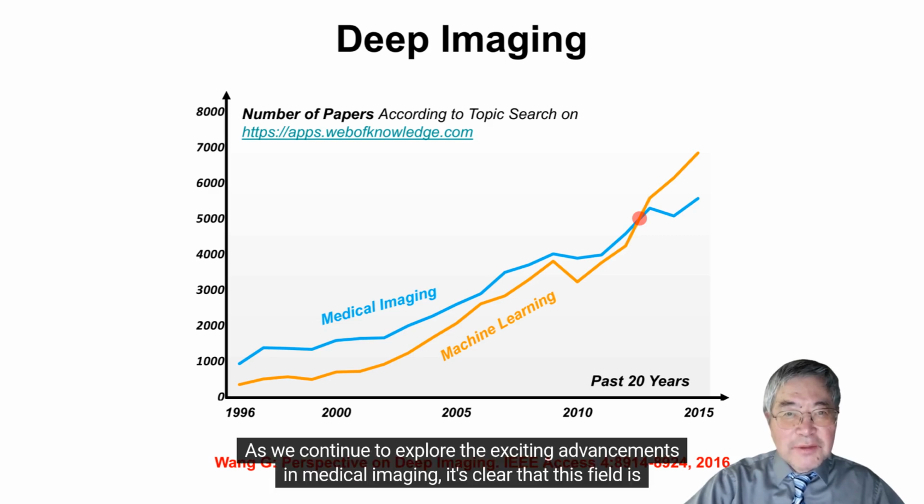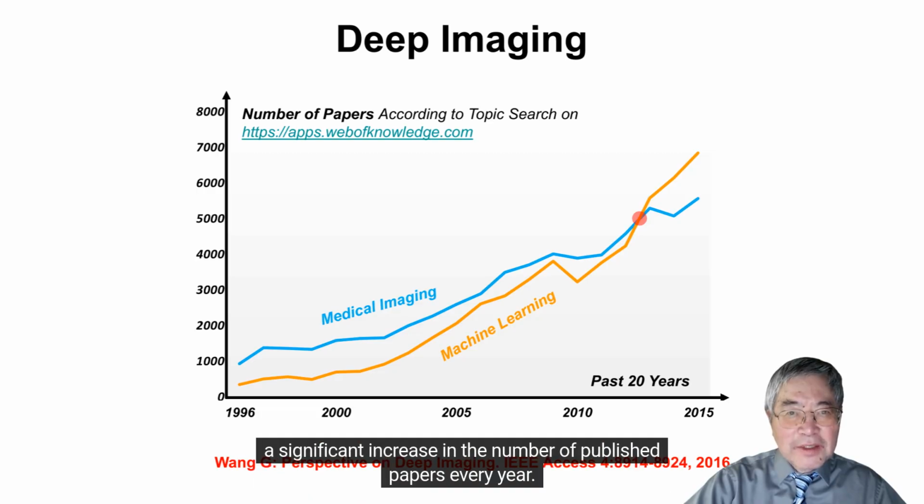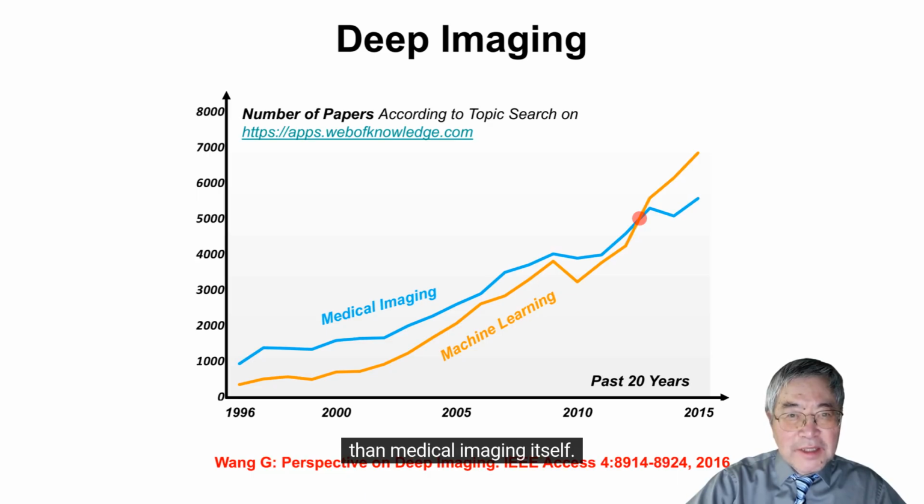As we continue to explore the exciting advancements in medical imaging, it's clear that this field is still young. Through a recent survey, I found that medical imaging is one of the hottest areas in research today, with a significant increase in the number of published papers every year. However, what's really catching attention is machine learning. It's quickly becoming an even hotter topic than medical imaging itself.